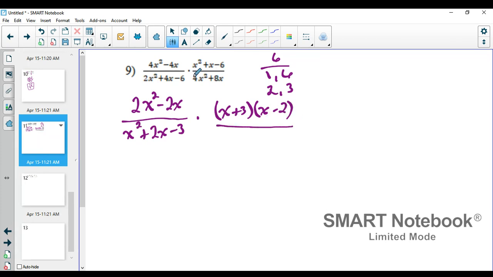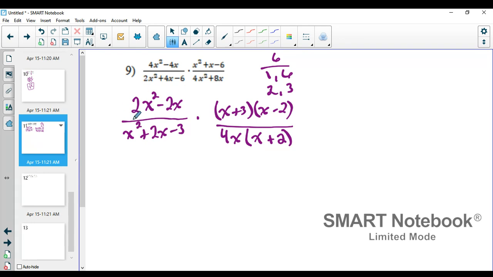And then this denominator, we're just going to take out a common factor. So 4x squared and 8x have a common factor of 4x. So 4x squared divided by 4x is just x. And then 8x divided by 4x is 2. So we have plus 2. And now we have that whole right fraction simplified.